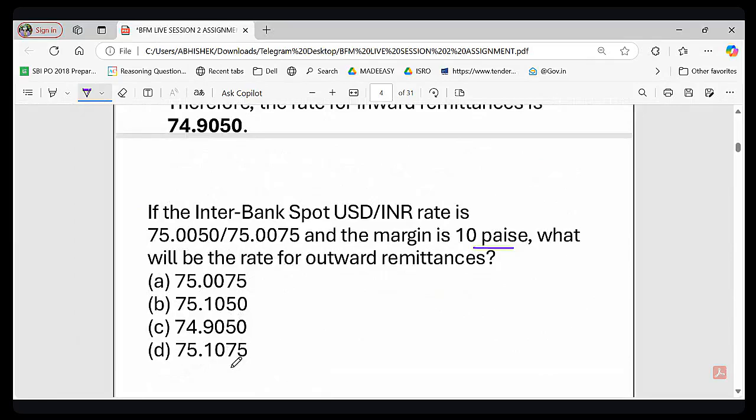Take a moment to note the question and the options. Think about what happens when we talk about outward remittance and how the margin comes into play. I am providing you 30 seconds to solve the question.